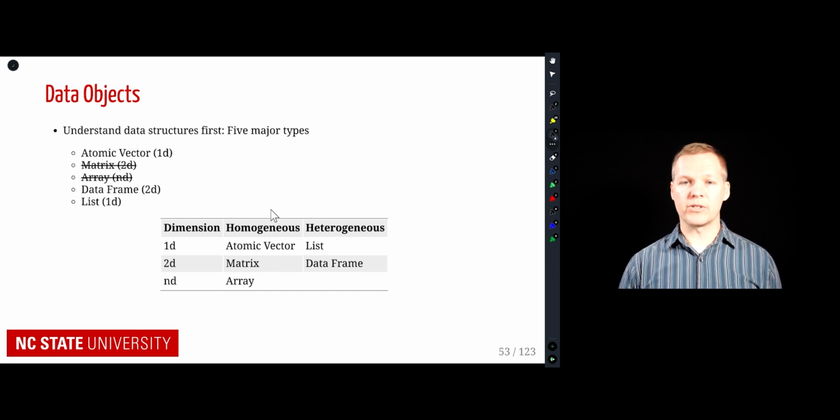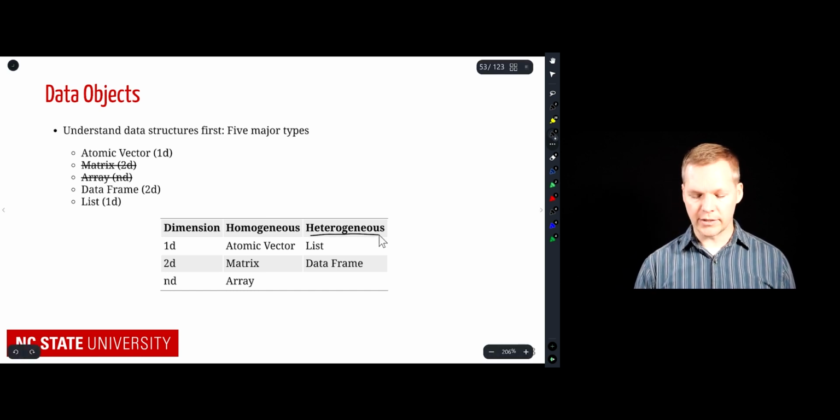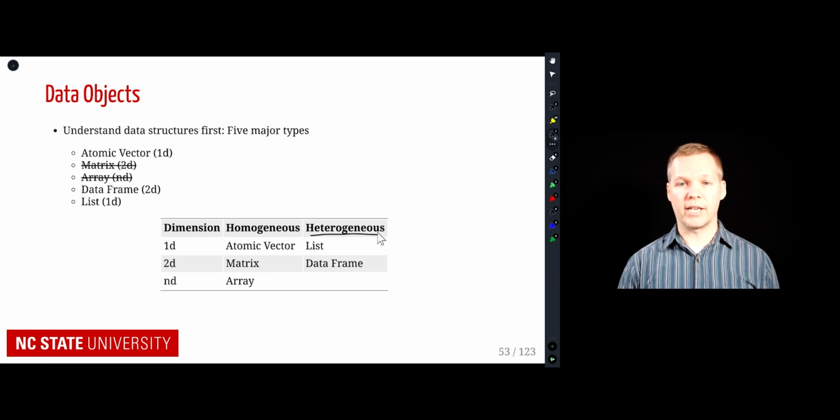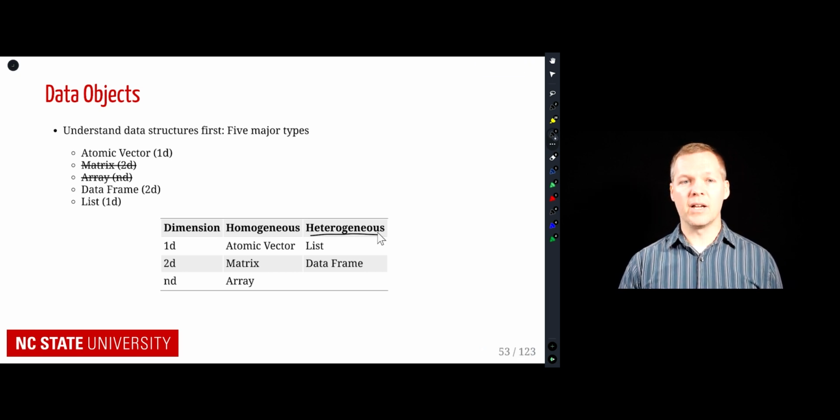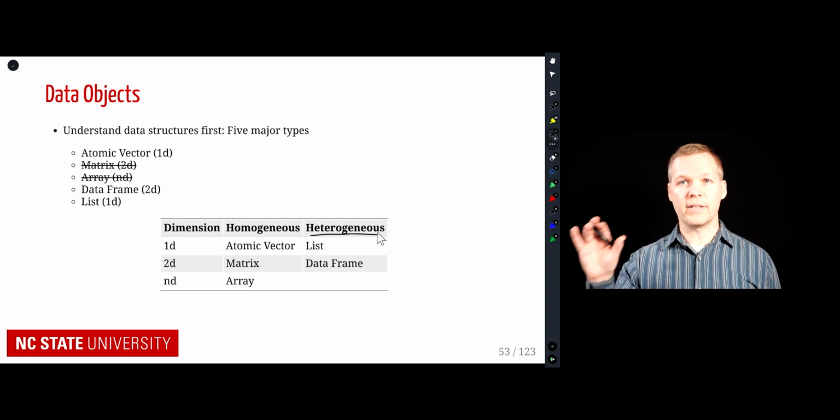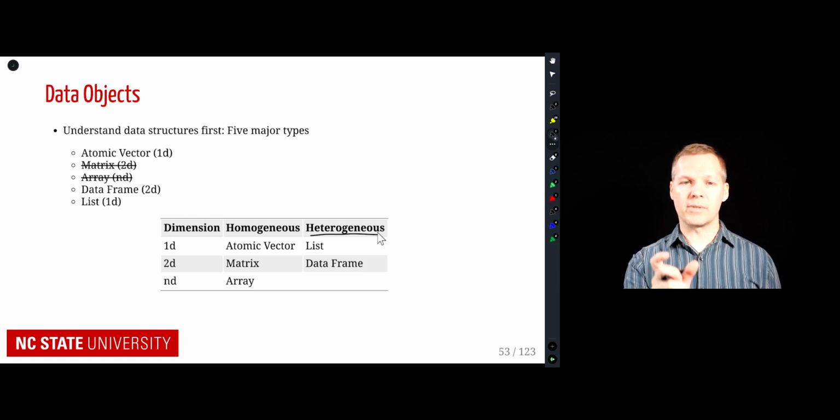So a list is one-dimensional, but you might notice that it's under the heterogeneous column within this little table. That's because a list is one-dimensional, so there's an ordering: first, second, third, fourth element, etc. But each one of those elements can actually be a completely different type of object. So it's a really super flexible type of data structure.